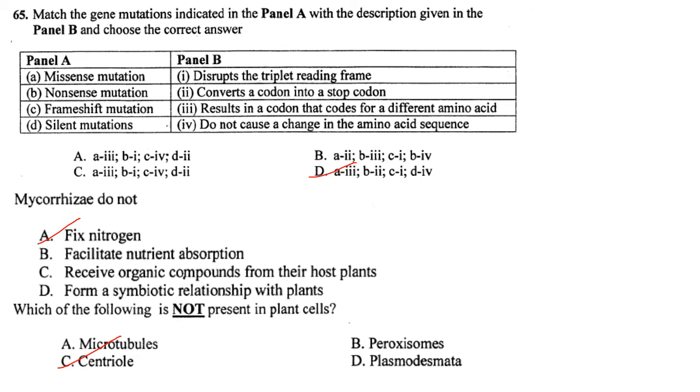Mycorrhizae do not fix nitrogen, they facilitate nutrient absorption, they receive organic compounds from their host plants, and form a symbiotic relationship with plants. All the 3 options, that is B, C, D are correct, whereas they do not fix nitrogen. Which of the following is not present in plant cells? So centriole is absent from the plant cells. They are present in animal cells. That is also a repeated question.